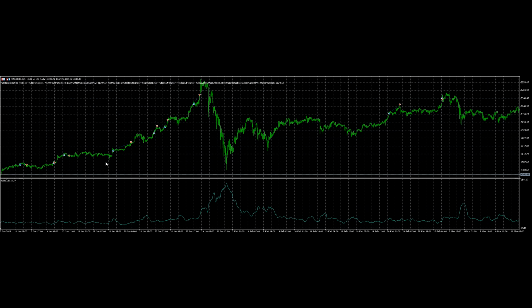Let's look at an example. Here, price has been trading within a relatively defined range. The previous highs form the breakout level. Once price closes beyond the breakout threshold, the conditions for a long entry are satisfied. The bot then places the trade using the calculated stop-loss and take-profit levels.